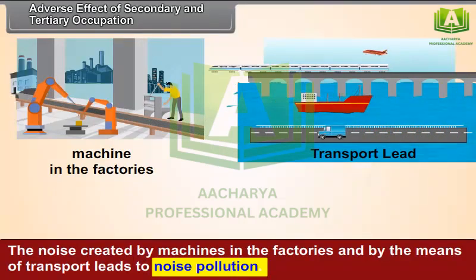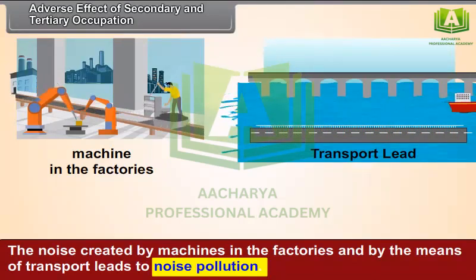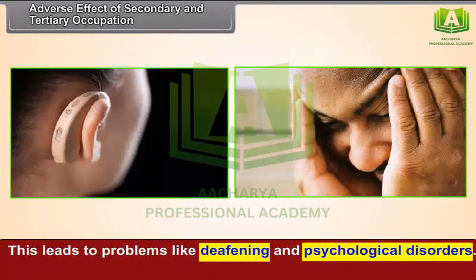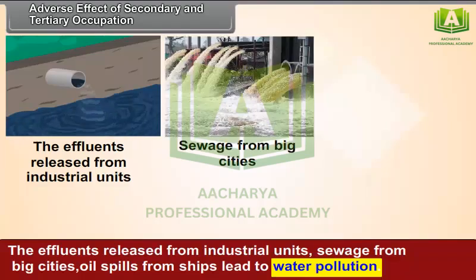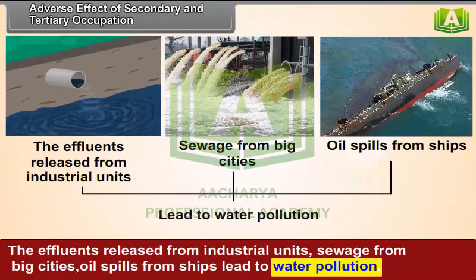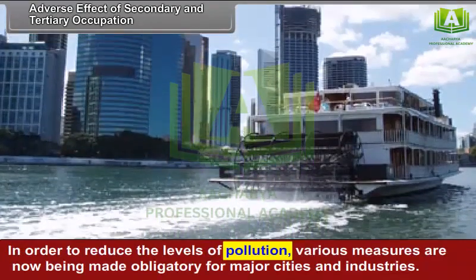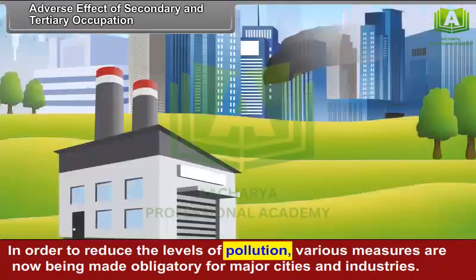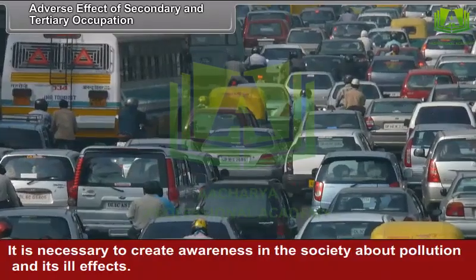The noise created by machines in the factories and by the means of transport leads to noise pollution. This leads to problems like deafening and psychological disorders. The effluents released from industrial units, sewage from big cities, oil spills from ships lead to water pollution. This endangers the aquatic life. In order to reduce the levels of pollution, various measures are now being made obligatory for major cities and industries. It is necessary to create awareness in the society about pollution and its ill effects.